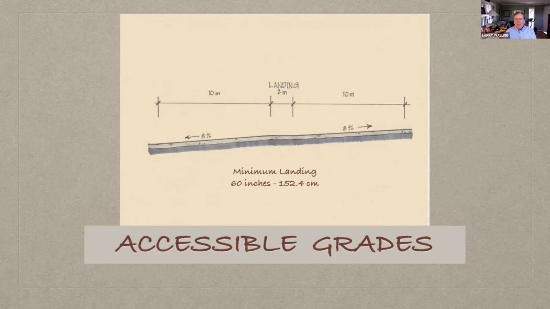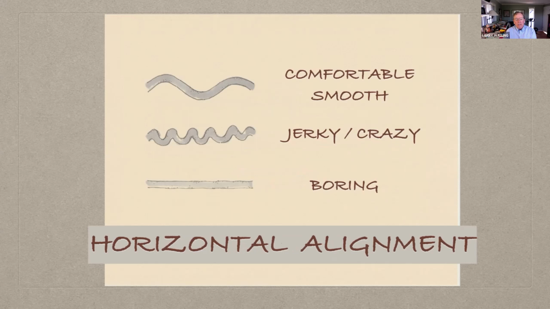Sure. All right. Well, we talked a little bit about horizontal alignment, and this graphic points out that the ideal would be a smooth, comfortable, flowing alignment, and not a jerky, crazy sort of thing, or a straight path, because that's boring and not interesting.